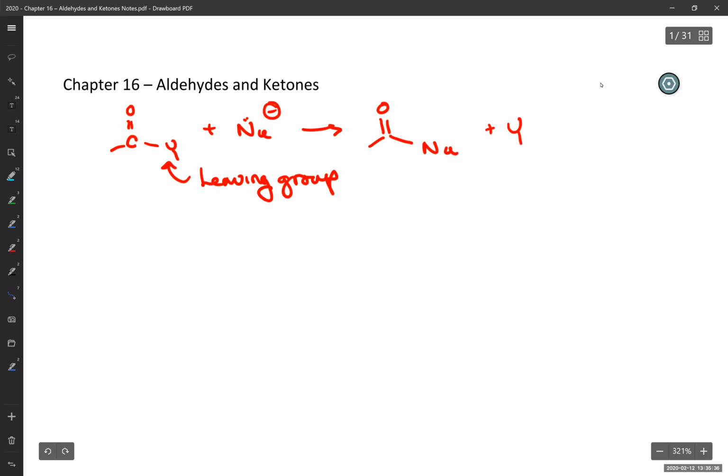I'll put a negative here so I don't have to worry about charges. It's two dots, the lone pair. Sorry, I'll make them bigger. So this is chapter 15, kind of in a nutshell.